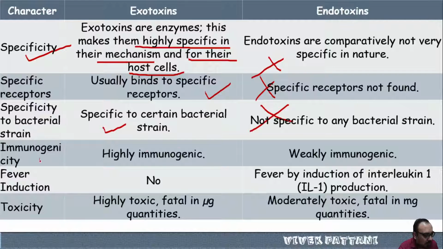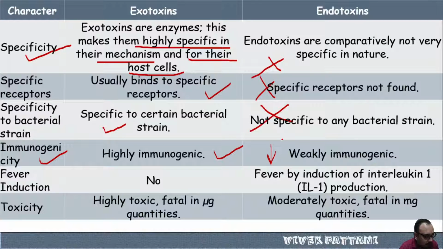Now comes the immunogenicity. Exotoxins are highly immunogenic. Even a low dose of these exotoxins can harm human beings. And endotoxins are weakly immunogenic. They require a higher amount of dose.